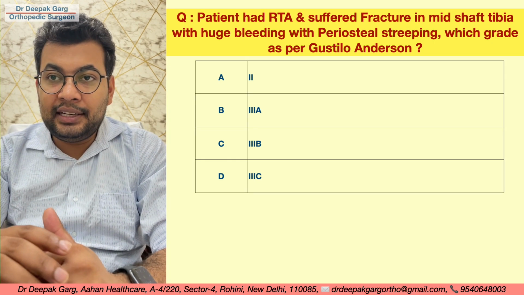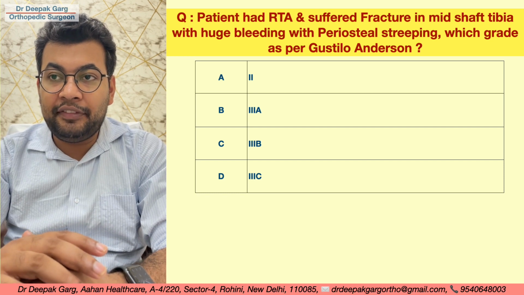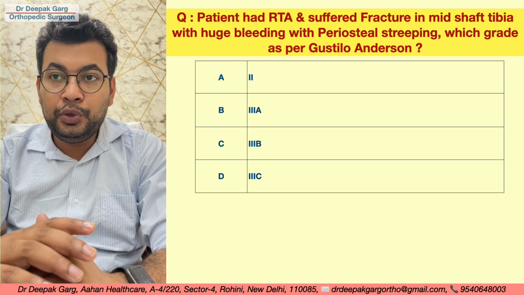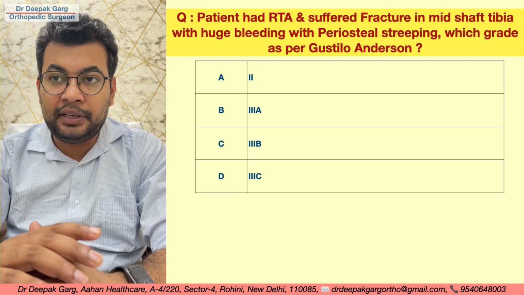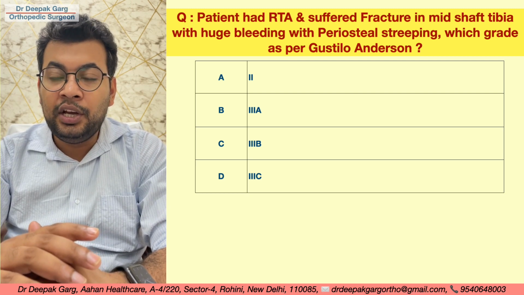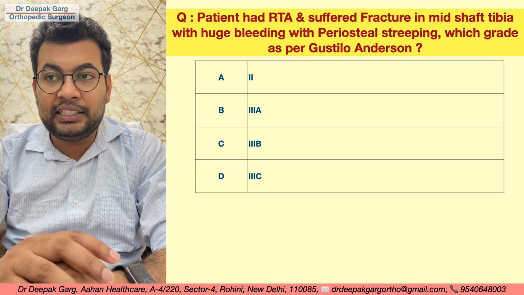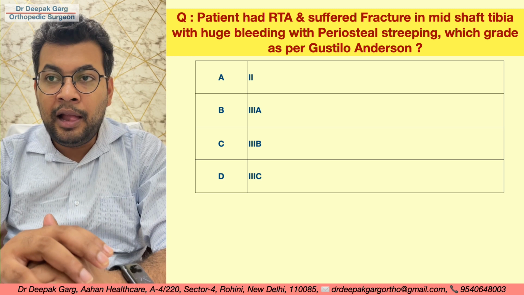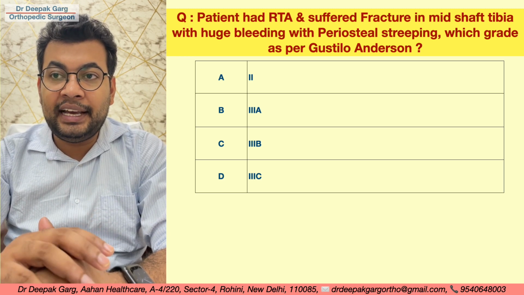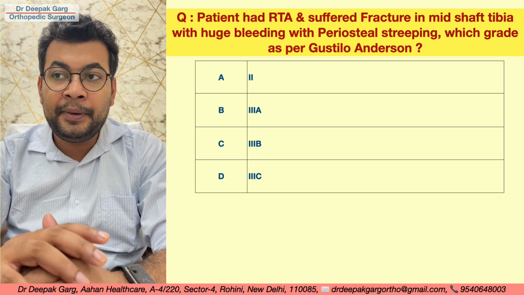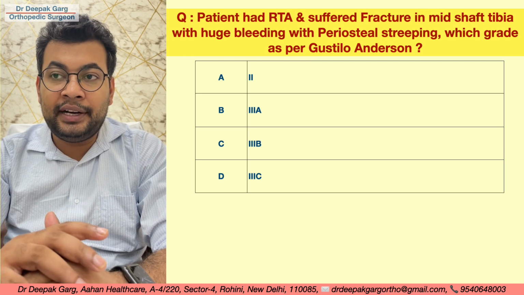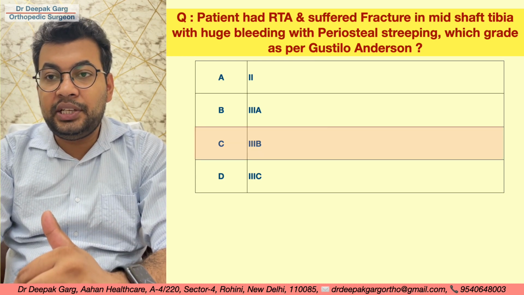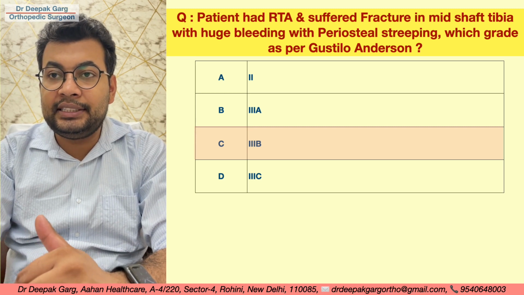Let's look at another question. A patient had a road traffic accident and suffered a fracture of the mid shaft tibia with huge bleeding and periosteal stripping. Which grade as per Gustilo-Anderson? Gustilo-Anderson is a classification used for soft tissue injuries in open fractures, and they are asking about a patient having periosteal stripping. So the answer is 3B. Let's look at the details.